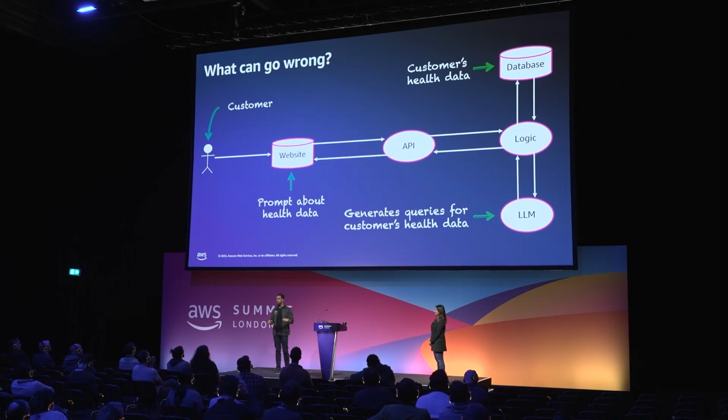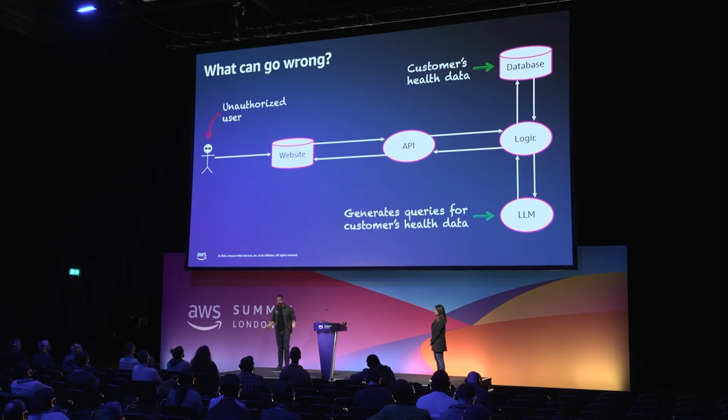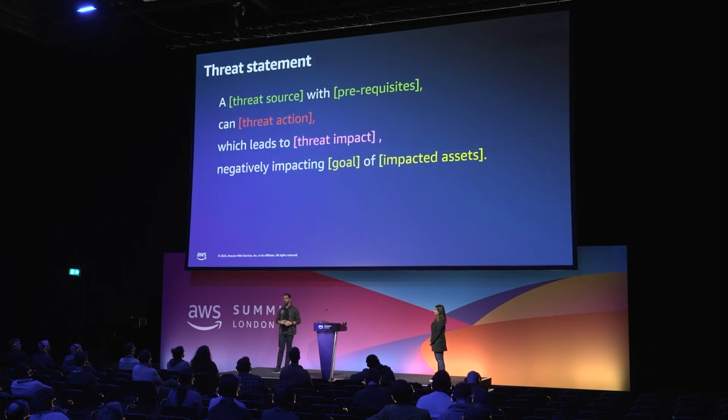And going back to the assumptions that we talk about, we expect that the customer is going to ask for data about themselves, naturally. But what happens if we have an unauthorized user that is asking for data that is not about themselves in the form of some malicious prompt? So maybe we can use that as a way to think about our first threat. And we can do that with a threat statement.